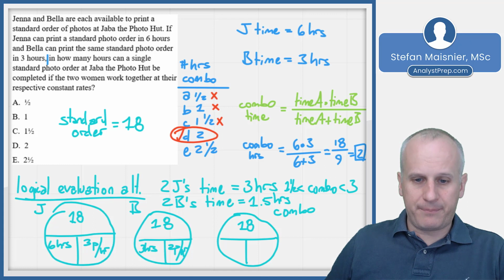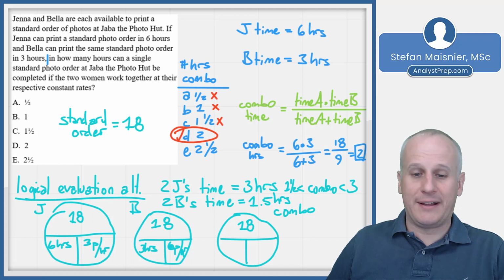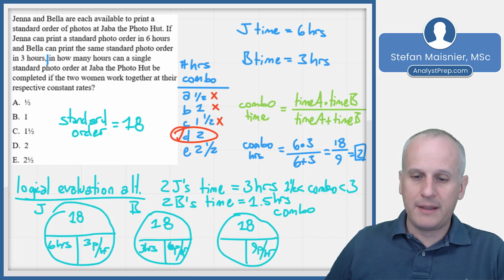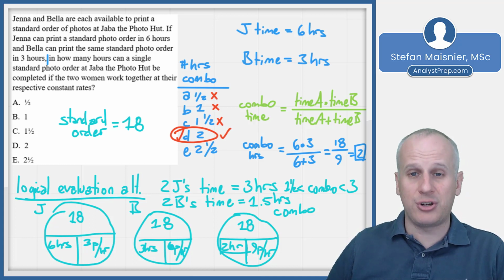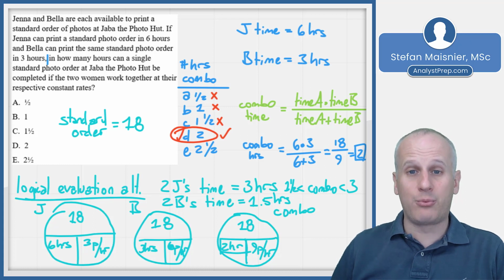We know that, oh, and that's supposed to be 6 photos per hour, not 2, because you do 18 divided by 3, of course, gives us 6. And then if we did 3 plus 6 would be 9 photos per hour. 18 divided by 9 gives us our 2 hours. And there, once again, is our answer using a little bit of logical estimation, evaluation, and the rate circles.